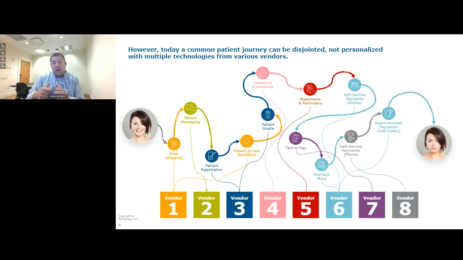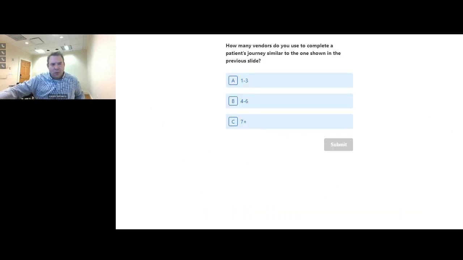So if we moved ahead to the poll, because this technology really wants us to take this poll since it keeps advancing to this. How many vendors do you use to complete a patient's journey similar to what we just talked about, shown in the previous slide? I'm going to give about 30 seconds, just simply respond, whether it's 1 to 3, 4 to 6, or 7 plus within this environment. We'll give you 20 or 30 seconds to answer this, and then we'll move forward within the process.